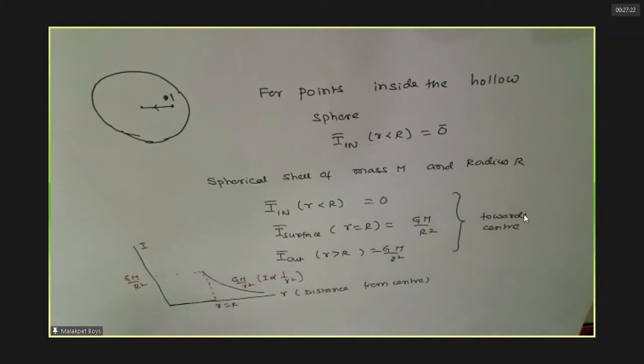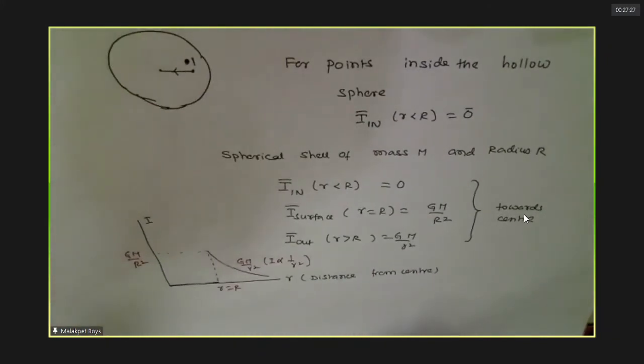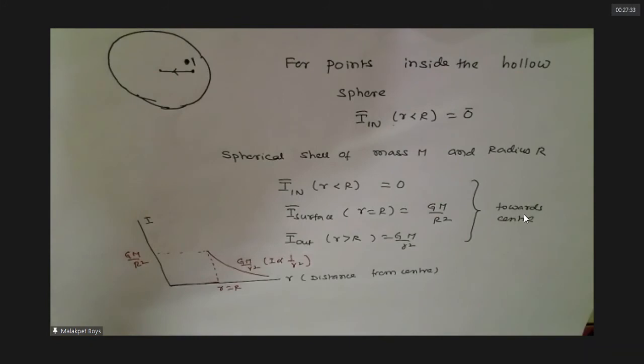Agreed? Agreed. Clear? So, this is how the graph between intensity and distance from the center varies in case of what? Hollow sphere.